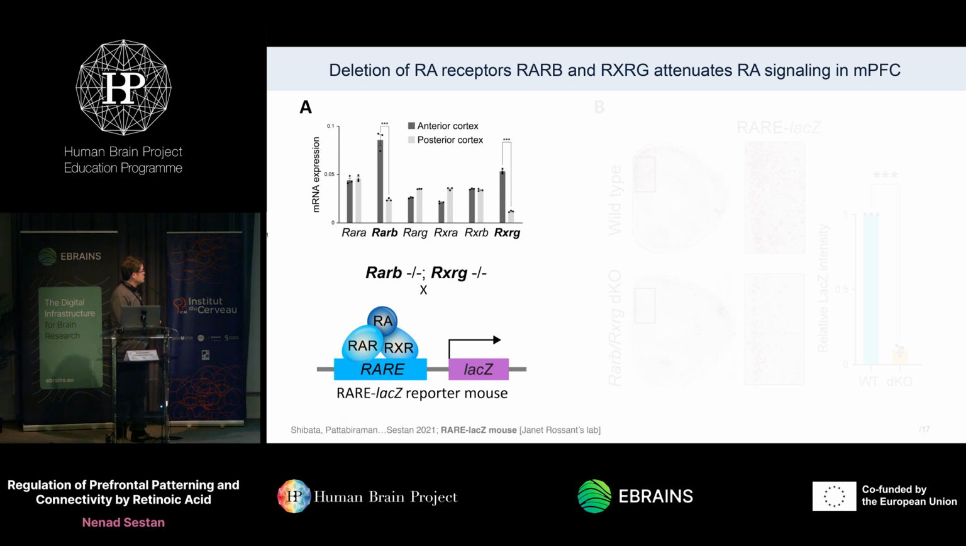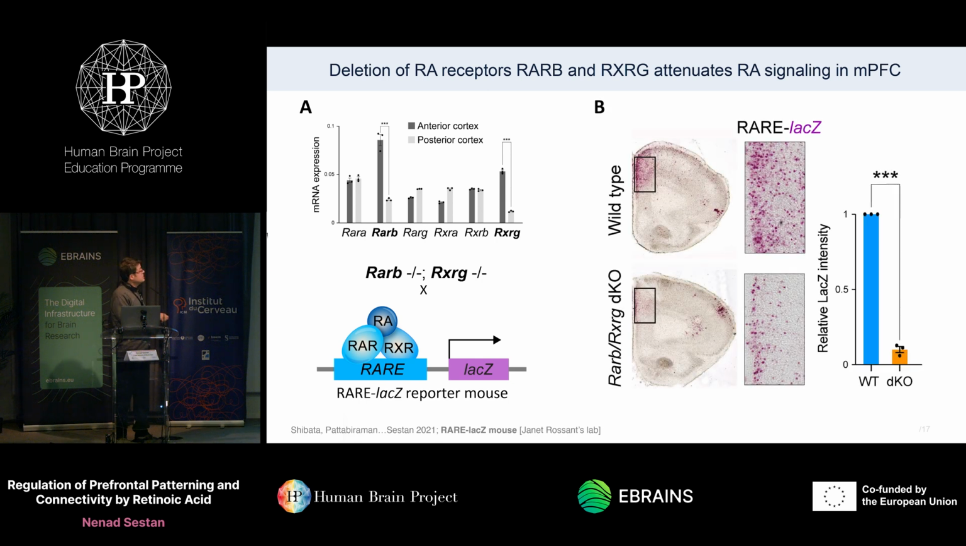So we knocked down these two genes. Actually, these mice are alive, and then we cross them to RARE-LacZ mice generated by Janet Rossant. These are transgenic mice that have a retinoic acid reporter driving LacZ. So the cells that express LacZ are responsive to retinoic acid. So we can say which cells in the mouse brain are responsive.